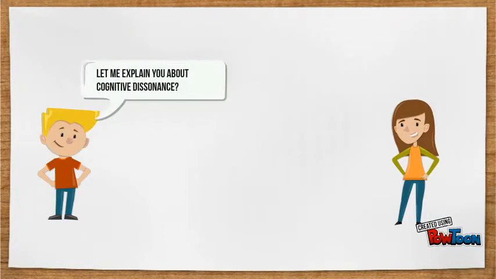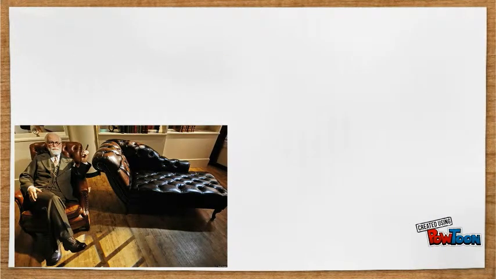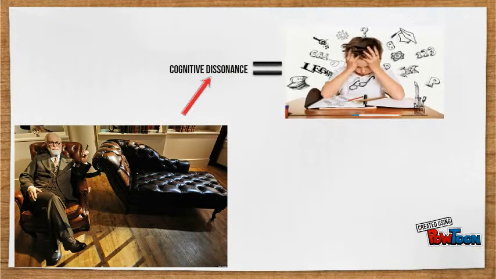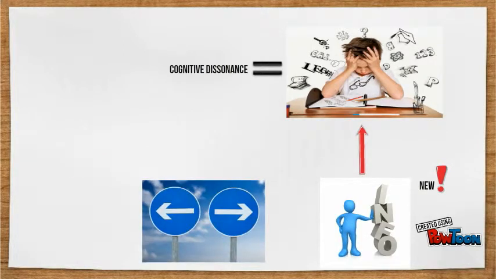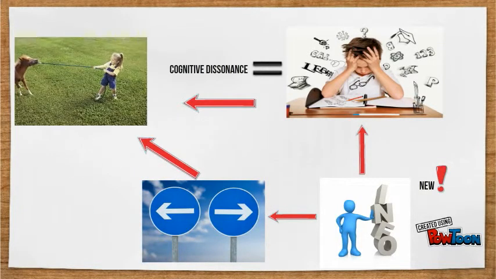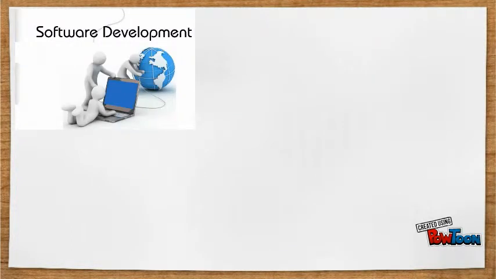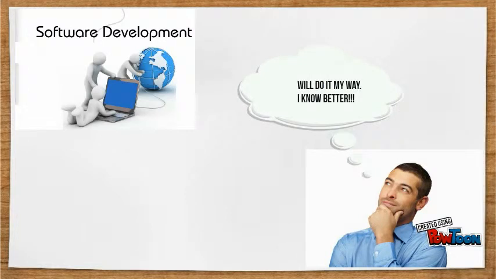Let me explain to you about cognitive dissonance. Cognitive dissonance is a concept taken from psychology, and it's the discomfort experienced by someone who receives new information that contradicts what he already believes, and as a result resists the new learning. Particularly in software development, cognitive dissonance can manifest with the software developer implementing what he believes the product should be, and not how the client wants it to be.